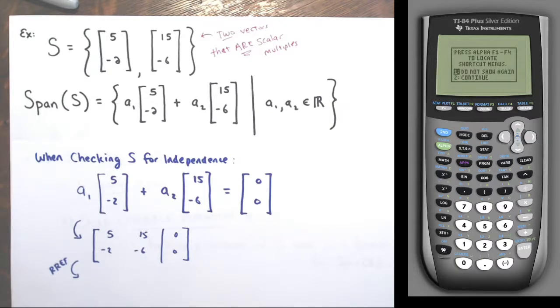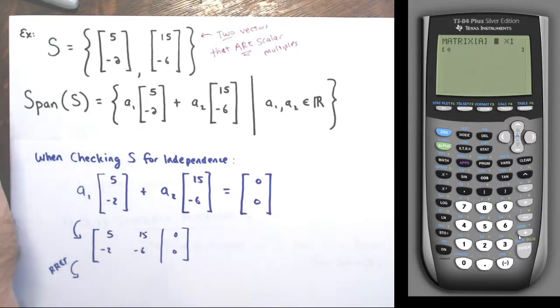What I'm showing you here is from the TI-84 Plus, and it's similar to the 83 if you've got one. Press second, go to the matrix menu, over to edit. Once I go into matrix A, I know that these are going to be zeros, so I'm just going to work with the 2 by 2 matrix. The first row has entries 5 and 15. The second row has entries -2 and -6.